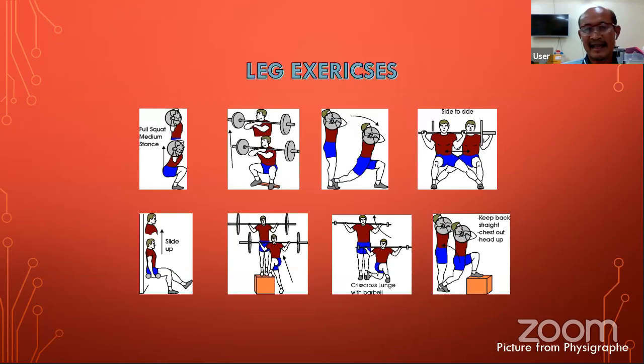Leg exercise. You do the muscle in front and back. You do the muscle on the right side and on the left side of the body. You do the muscle inside leg and outside leg. This is inside leg, and you do step up. So many varieties of the exercise you can use.